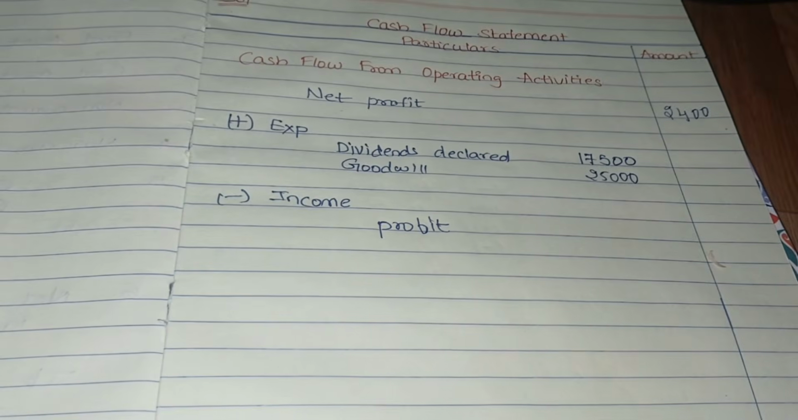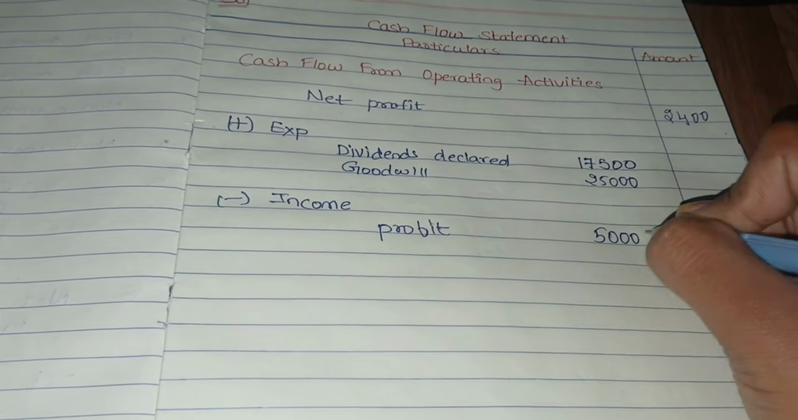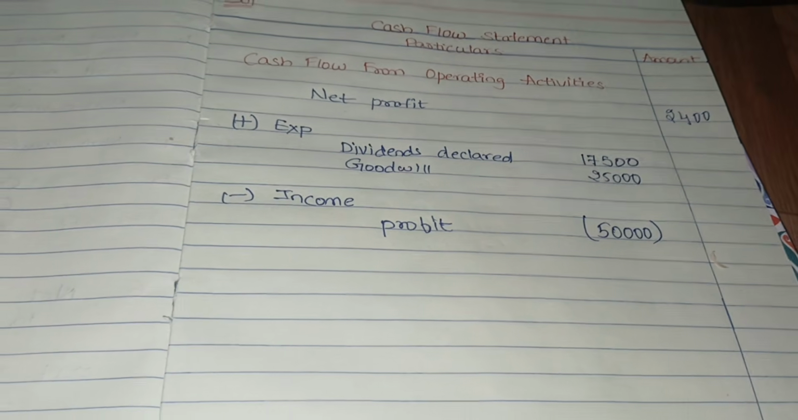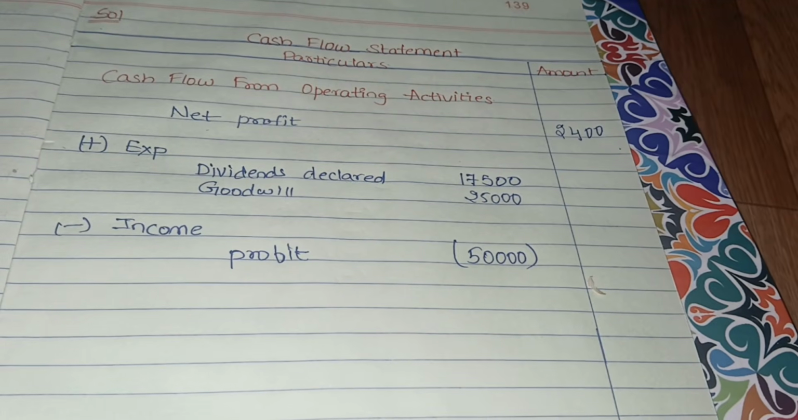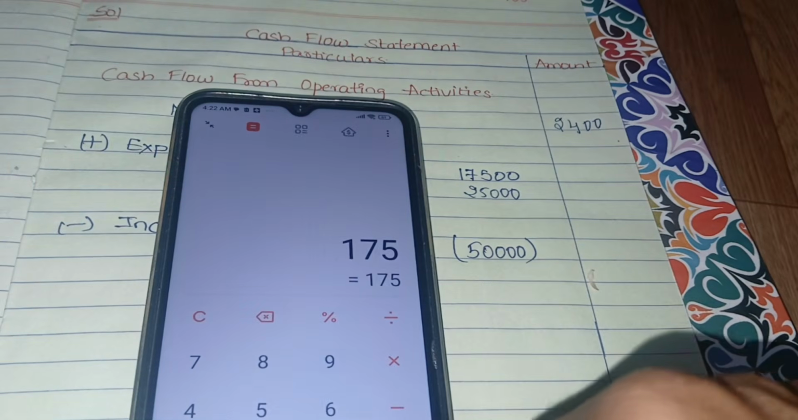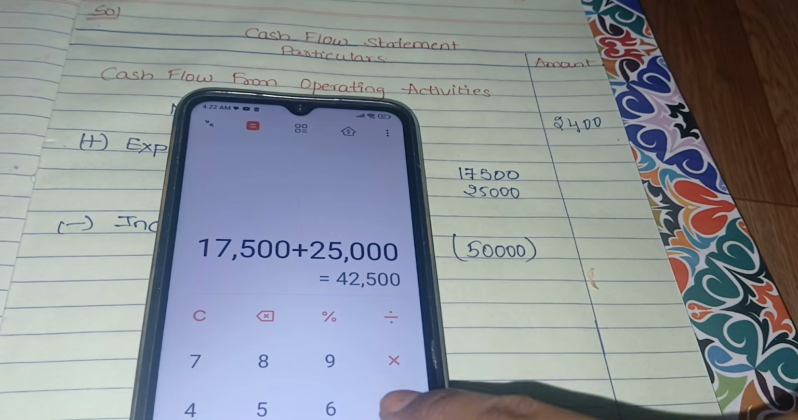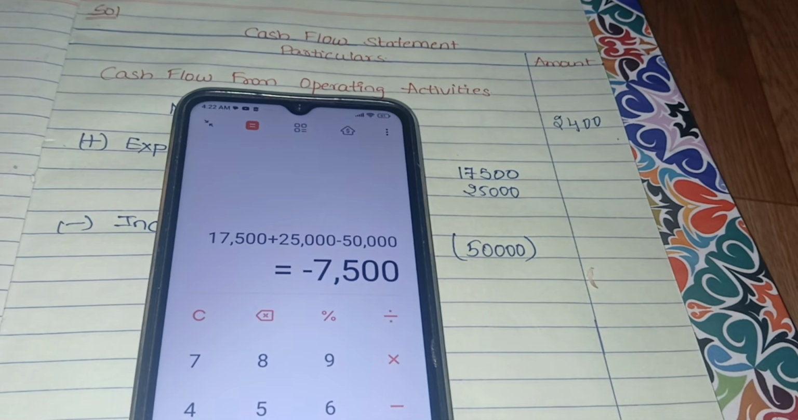So how much is the profit? 50,000 is the profit. This 50,000, what we need to do? We need to do minus. Okay, so this is the thing about that. Okay, next, expenses, what are you having? 17,500. 17,500, one minute I will show. 17,500 plus 25,000 minus 50,000. If you do, what answer will you get? Minus 7,500 you will get.